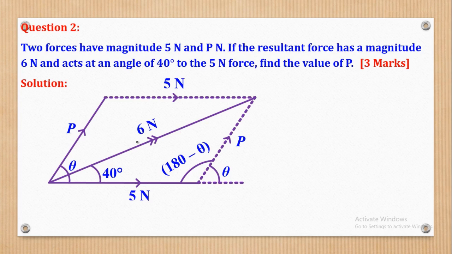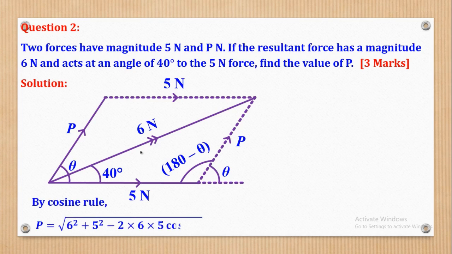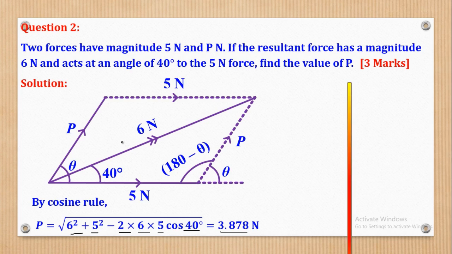So now that we have got that, we can now use our cosine rule. So we shall come here and say that by cosine rule, P will be equal to square root of 6 squared plus 5 squared minus 2 times 6 times 5 cos 40 degrees, which will give you 3.878 newtons. So basically that's what they wanted, and now let's see how much can be awarded.